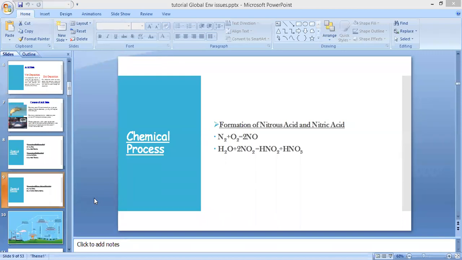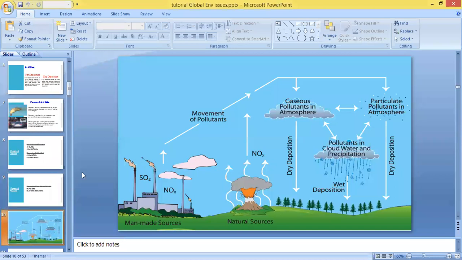Again, this is important for the short questions, for the equations. So these are some of the man-made sources that are causing the problem of acid rain, that is SO2 and NOx gases emitted from the industries.